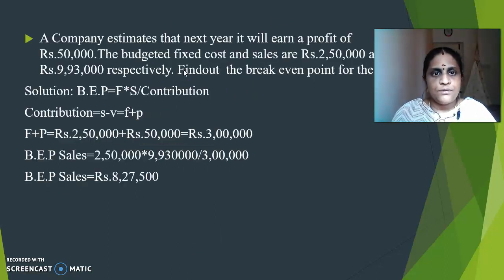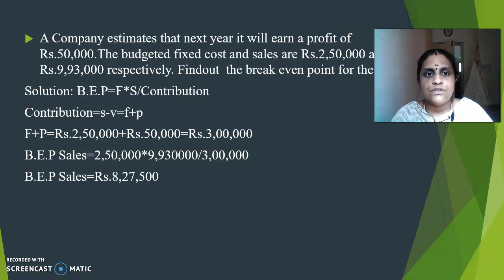Another small problem. A company estimated that next year it will earn a profit of rupees 50,000. The budgeted fixed cost and sales are rupees 2,50,000 and 9,93,000 respectively. Find out the break-even sales for the company. To find out the break-even point, the formula is fixed cost multiplied by the sales divided by contribution. Contribution can be found as sales minus variable cost, or fixed cost plus profit. Now we have the fixed cost and the profit.